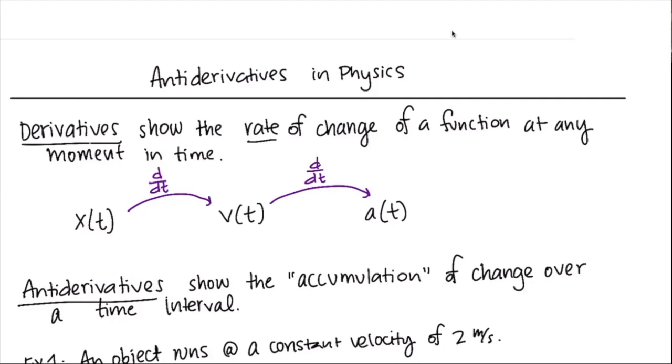So it kind of feels like, shouldn't there be a way to go backwards? And of course there is. And so today's lesson is all about antiderivatives. So, antiderivatives in physics. Antiderivatives are the opposite, the inverse, the undoing of a derivative. Another word for an antiderivative is an integral.